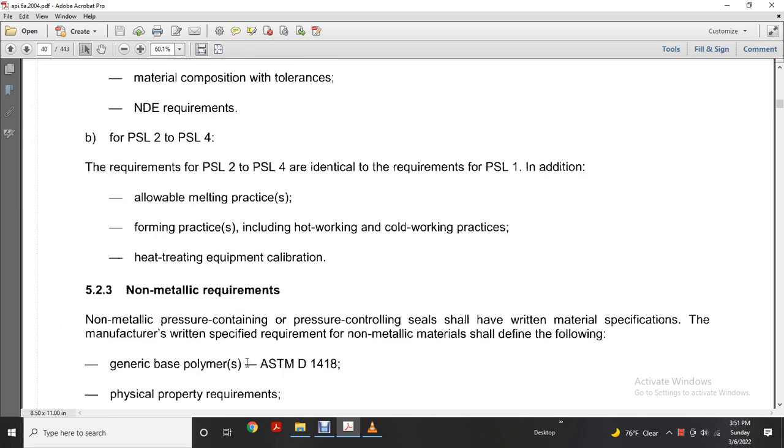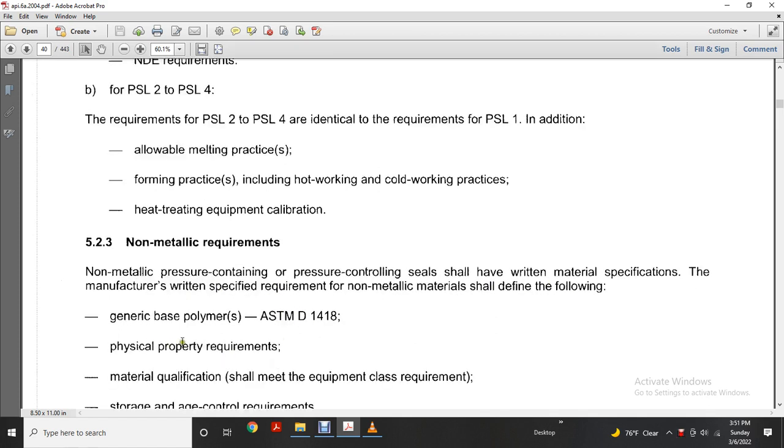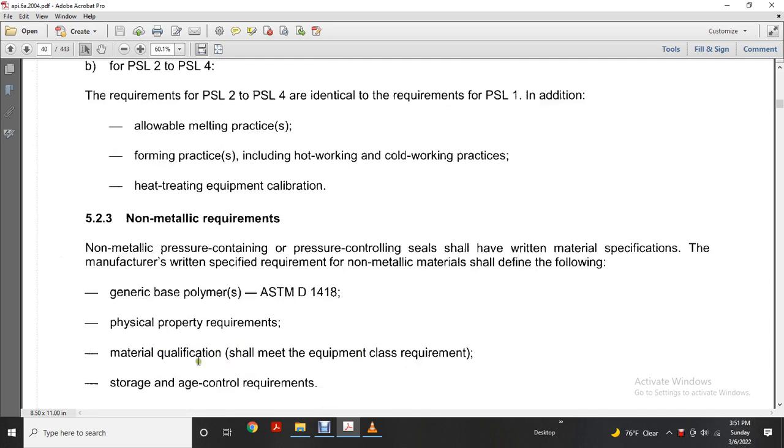Non-metallic requirements: non-metallic pressure containing parts with a pressure containing seal shall have the written material specification of the manufacturer. The written specified requirements for non-metallic part materials shall define the following: generic base polymer per ASTM D1418, physical product requirements, and material qualification that shall meet the equipment class requirement, and storage and age control requirements. Mandrel tubing and casing hangers: mandrel tubing and casing hangers shall be fabricated with materials meeting the applicable property requirements specified by the manufacturer.